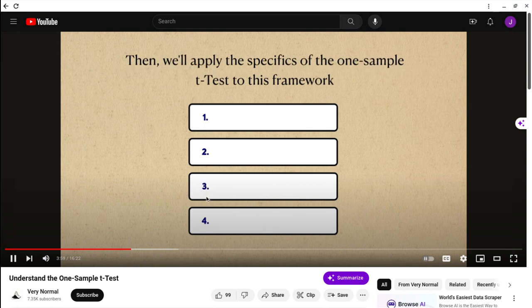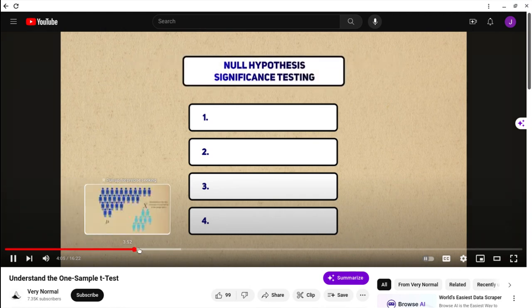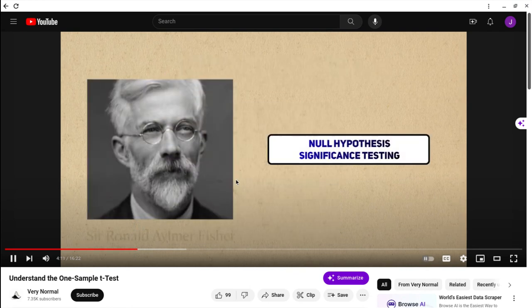After introducing this method, we'll dive into the specific details of how to run a one-sample t-test. The method we'll be learning is called the null hypothesis significance testing framework, which we'll just abbreviate to NHST.